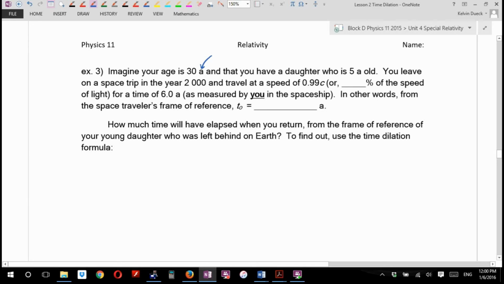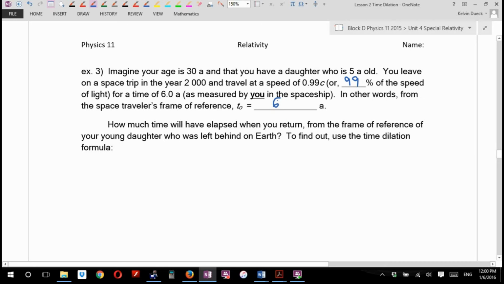So imagine you're 30 years old, you're an astronaut, and you have a daughter who is 5 years old. You're going to go on a space trip. In the year 2000, you're going to travel at 0.99 c, which is 99% of the speed of light, for a time of 6 years as measured by you on the spaceship. You're going to go out for 3 years and come back for 3 years. In other words, T0 is 6.